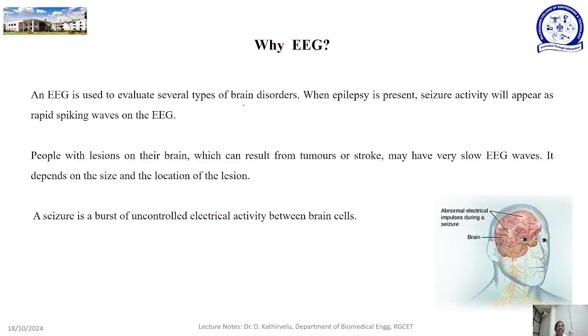Why EEG? What is the purpose of EEG? EEG is a diagnostic test which is used to record the electrical activity of the brain. The main purpose of EEG is that it is a diagnostic test performed to assess, evaluate and diagnose various brain disorders. For example, when the brain is not functioning normally, there is a possibility of occurrence of seizure.